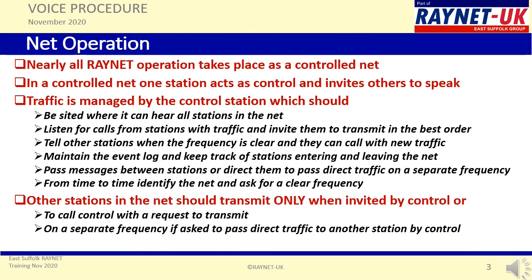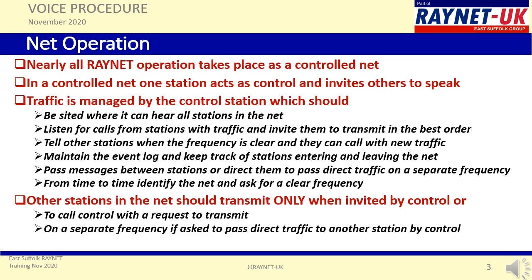Nearly all Raynet operation takes place as a controlled net. In a controlled net, one station acts as control and invites the others to speak. Traffic is managed by the control station, which should be sited where it can hear everyone. It should invite stations to transmit when they call in the best order for the traffic. Tell other stations when the frequency is clear so they can call in with new traffic. Control maintains the event log and keeps track of stations entering and leaving the net.